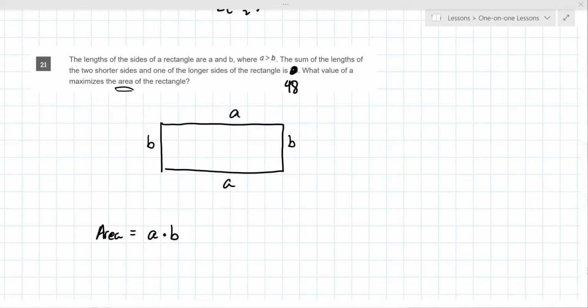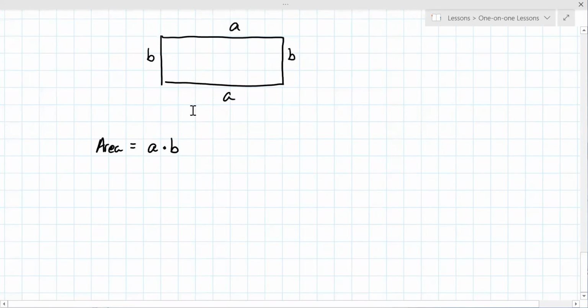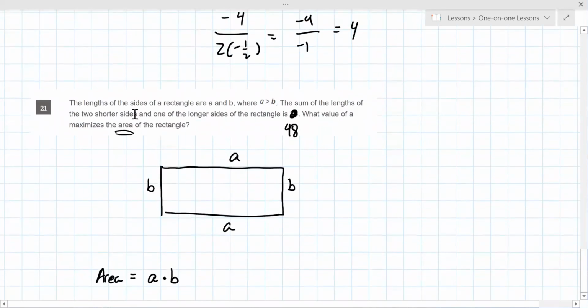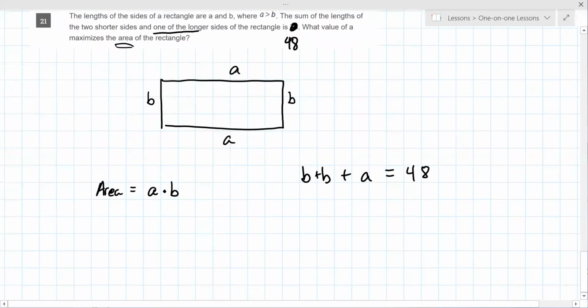So now it says, I'm sorry, I scrolled past. It says the sum of the lengths of the two shorter sides. Which are the shorter sides? The B's. So B plus one of the longer sides, A, is 48. Right. So now you have a choice here. You can solve this for A or B. And this is actually something I didn't focus on, but it wants you to find A.